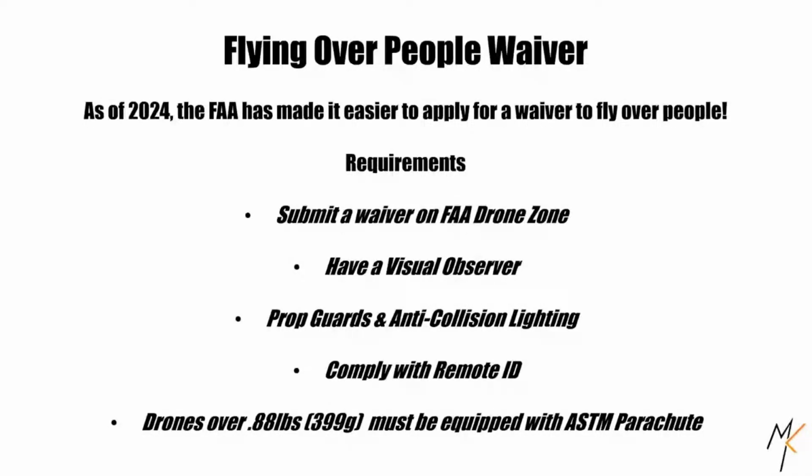The first, submit a waiver to the FAA. This waiver can be found on the FAA Drone Zone website. I would suggest trying to submit this waiver well ahead of time if you can, because it may take a while for them to approve your request. Once your request is approved, you'll need a visual observer present, as well as mount prop guards and anti collision lights on your drone if they don't have them already. Your drone has to have remote ID, and your drone, if it weighs more than 0.88 pounds or 399 grams, it's going to need an ASTM parachute, which at the time of making this video, I know not every drone on the market has one of these available quite yet, but I'm sure they will very soon.